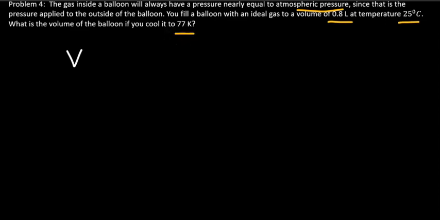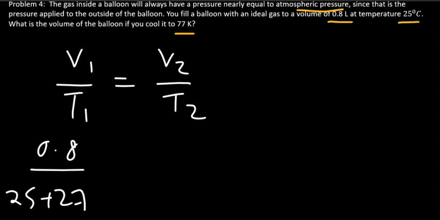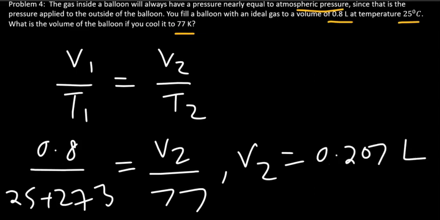So the pressure is held constant, so we are dealing with Charles' law. V1 over T1 equals V2 over T2. Initial volume is 0.8 liter. Initial temperature is 25 Celsius. You need to change that to Kelvin. And the final volume is what you want to determine. And the final temperature is 77 Kelvin. And you can solve for V2 in the units of liter. And that's going to be 0.207 liter. And that solves the problem.